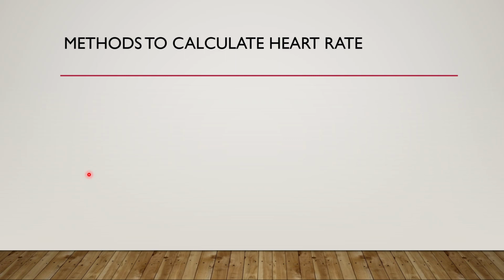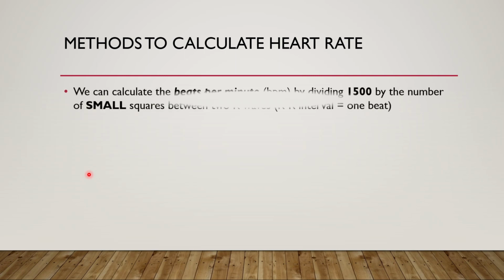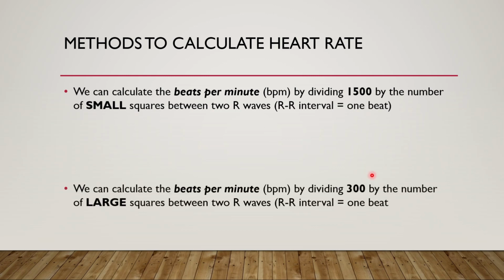Now, what are the methods to calculate heart rate? There are multiple methods to calculate the heart rate. First, we can calculate the heart rate by dividing 1500 by number of small squares between two R waves. Also, we can get the heart rate by dividing 300 with the number of large squares between two R waves.